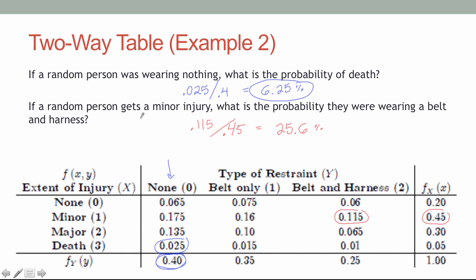Okay, so if you got a minor injury, there's a 25% chance you were wearing a seatbelt. Or 25% of them. But it gets higher, right? If you have a minor injury, there's a higher percentage you didn't have a belt, and there's an even higher percentage you weren't wearing anything. But there you go. There's using conditional probability with a more complicated two-way table.